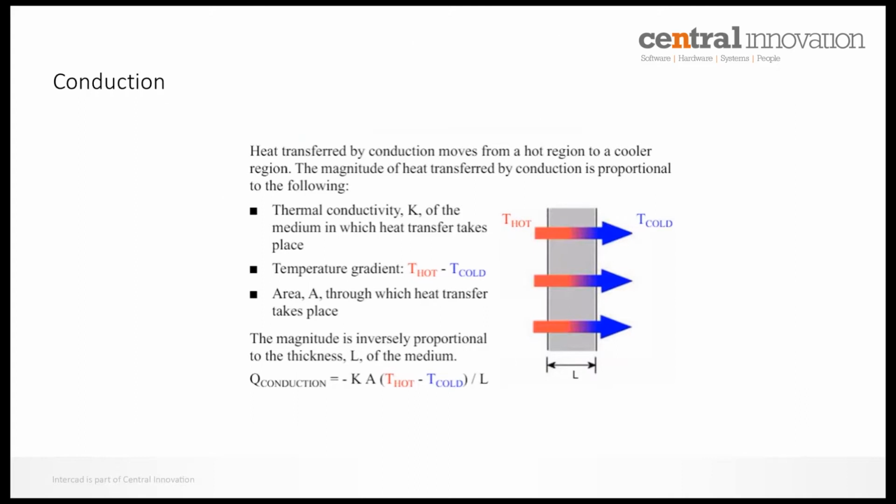So first of all, let's have a look at some common modes of heat transfer. Primarily there are three types: conduction, convection, and radiation. To give a brief introduction to each one of these, conduction essentially takes place between two solid bodies, and generally the heat transfer takes place from a hot region to a cooler region. So energy gets transferred from the hotter region to the colder region.